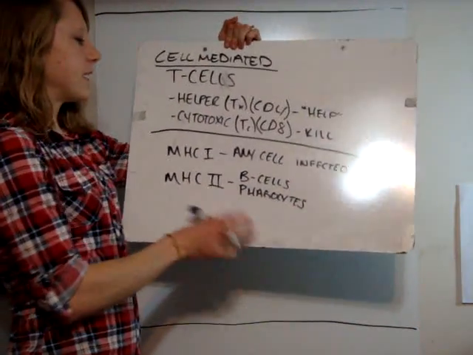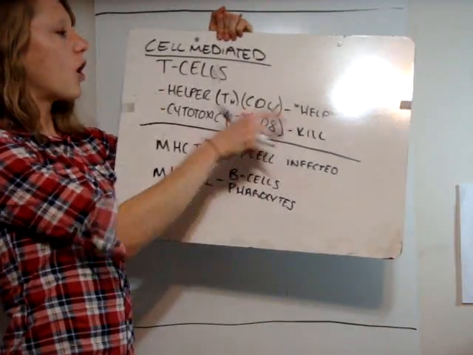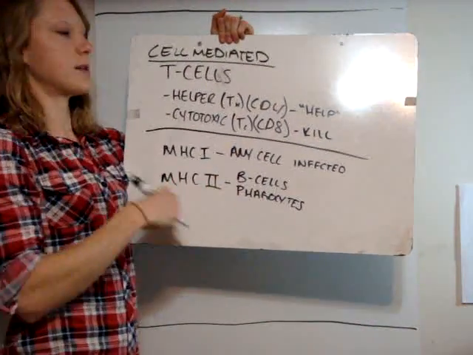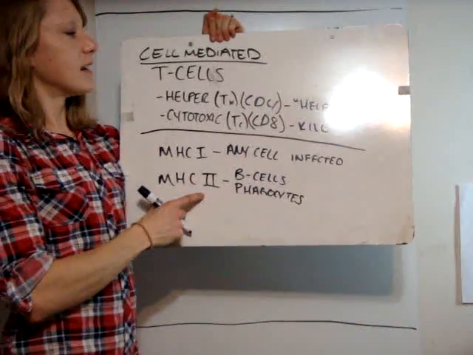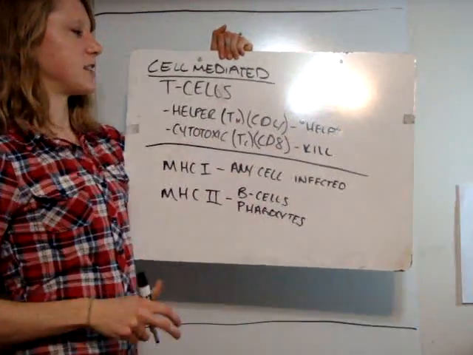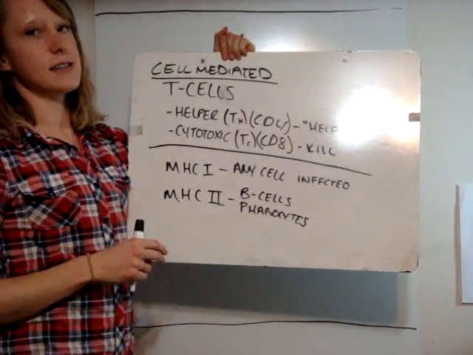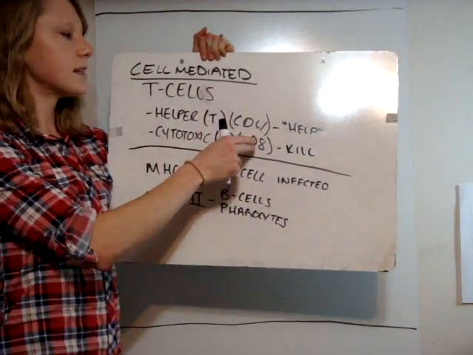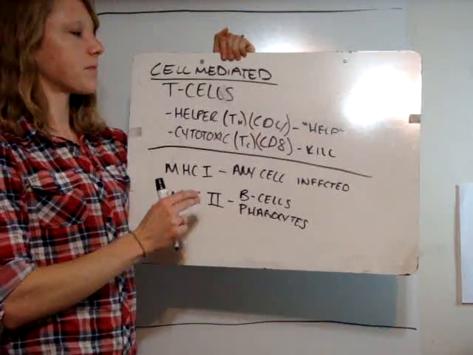So if you think about this, at CD, one of these CDs is always going to attach to an MHC. So in this case, you never have two CDs attached to each other. You never have two MHCs attached to each other. You always have one CD attached to an MHC.